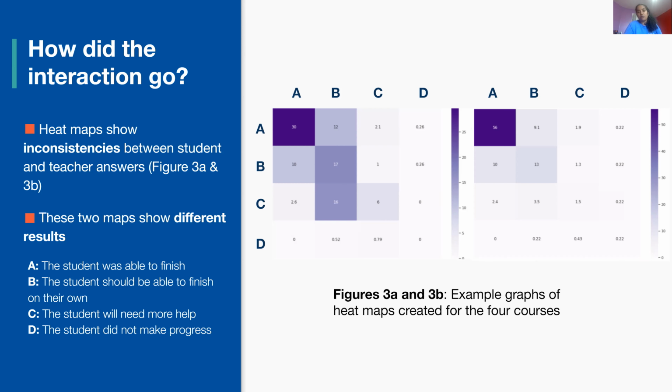On the right-hand side, we can see this graph is pretty consistent. There aren't many inconsistencies between the student and teacher answers, which is good to know, as are the different results that vary between each course. Next slide, please.